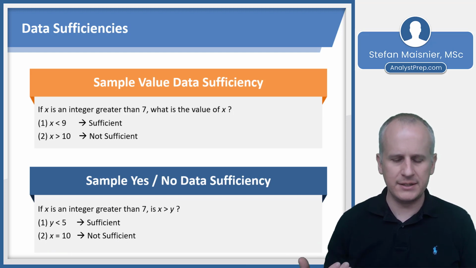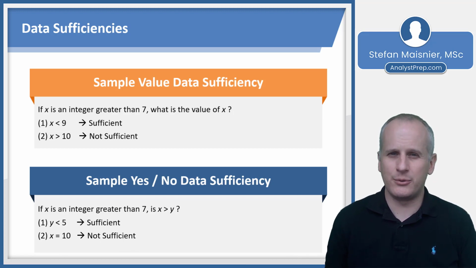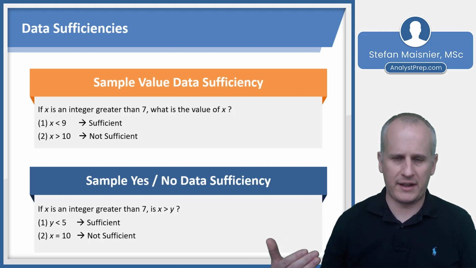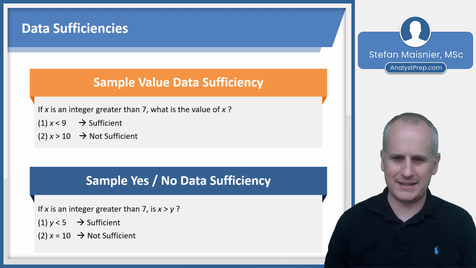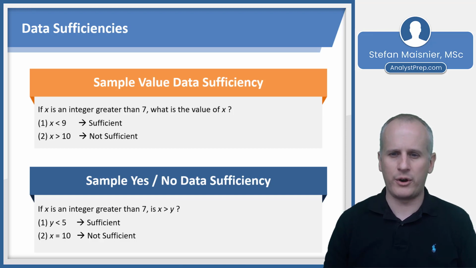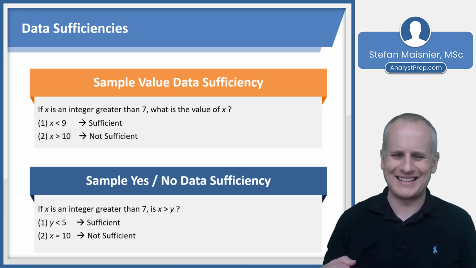But condition 2, if we're told that X is equal to 10, well, by itself, that's not going to be sufficient because we have no idea what the value of Y is. So that by itself isn't going to allow us to determine whether X is always greater than Y or not. So we would say that statement 2 here is not sufficient.